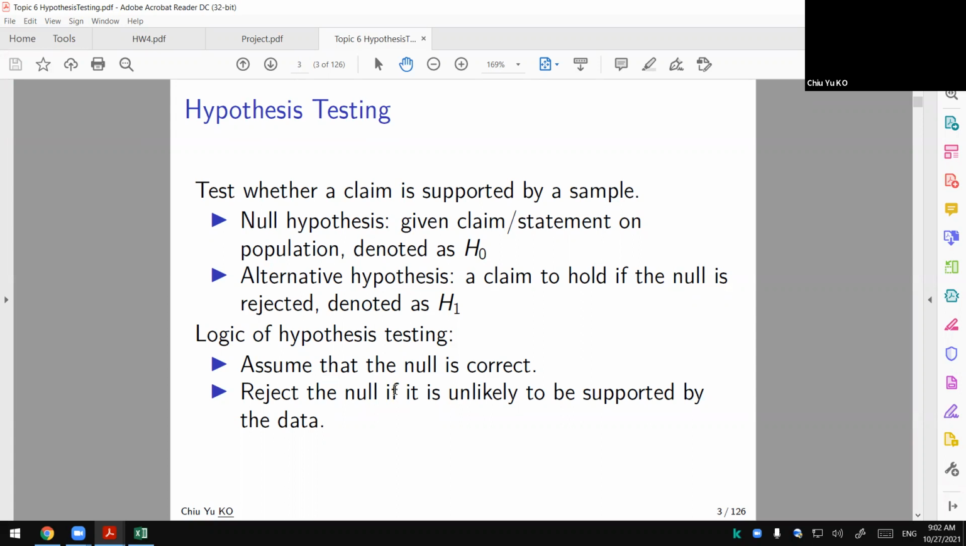And based on the null being correct, we can derive the distribution of the sample mean. You talk about the sample mean or sample proportion, and look at the data and see how likely the data is to arise. If the data is really like luck, then you will say, I don't think we should believe the null. If we can't rule that out, then that's fine.